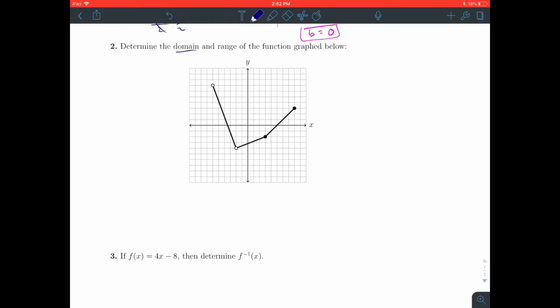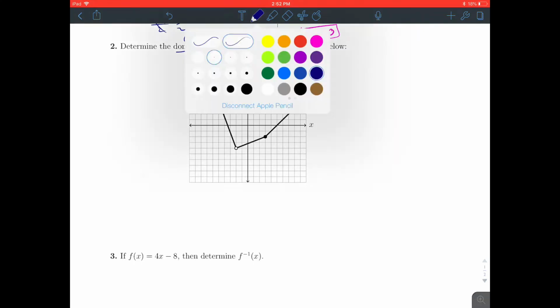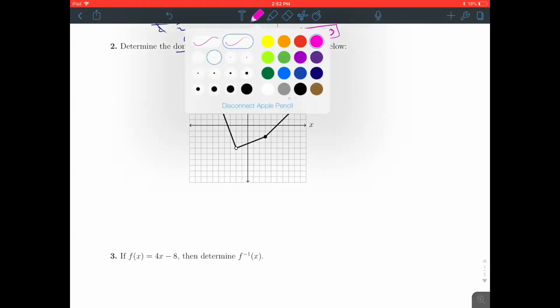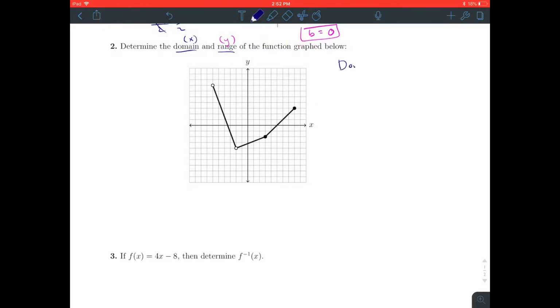For problem 2, determine the domain and range. Domain is all of the included x values, and range is all of the included y values. So let's start with domain. If we look at the lowest x value that appears on our graph, that's going to be the most negative, which is this one right here. This is x equals negative 6.